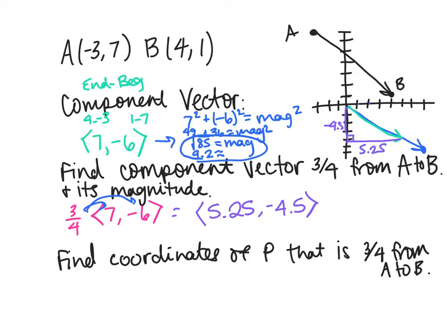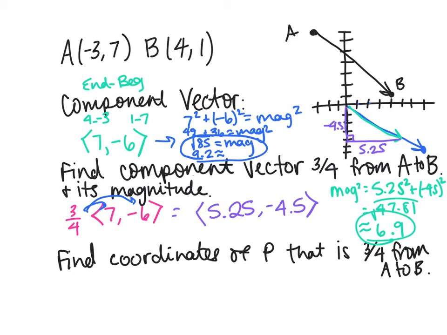Okay, next part of that said find its magnitude. So again, magnitude, Pythagorean theorem squared. So 5.25 squared plus -4.5 squared. Solve that out. And we get that magnitude squared is 47.81. Take a square root, and our new magnitude is 6.9.